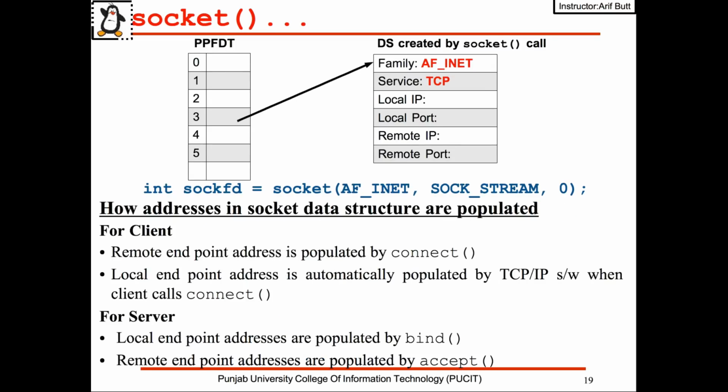Well, let's see how these two addresses are populated in this socket data structure. If this is a socket on the client side, the remote IP and remote port are populated via the connect call, and the local endpoint addresses are automatically populated by the TCP/IP software when the client calls connect. And if this is a server-side socket, the local endpoint addresses are populated by the bind system call, and the remote endpoint addresses are populated once the accept call returns.